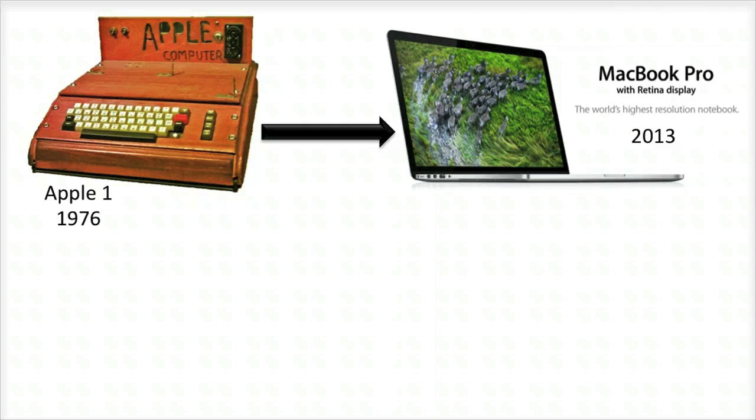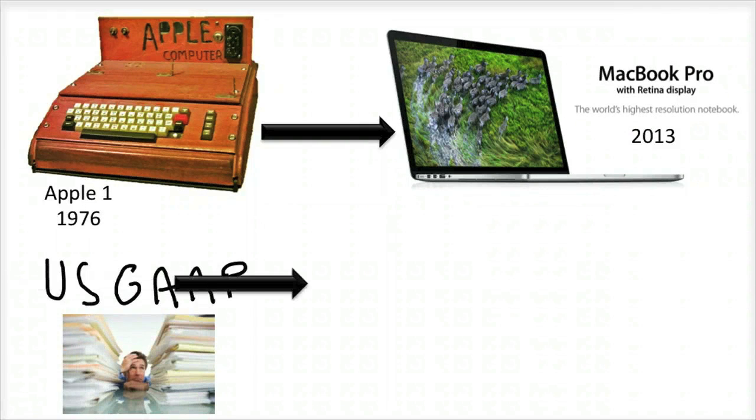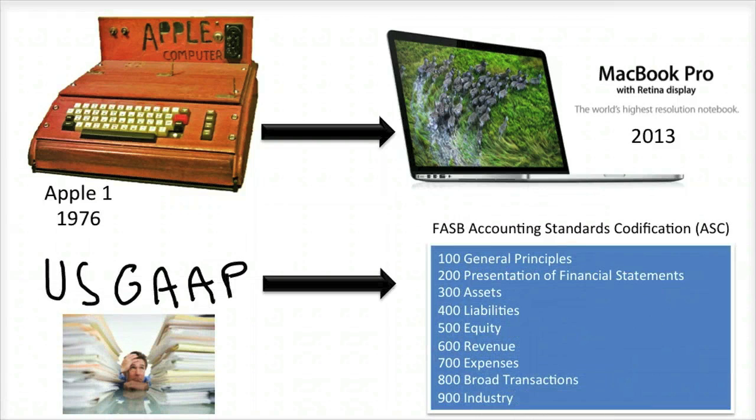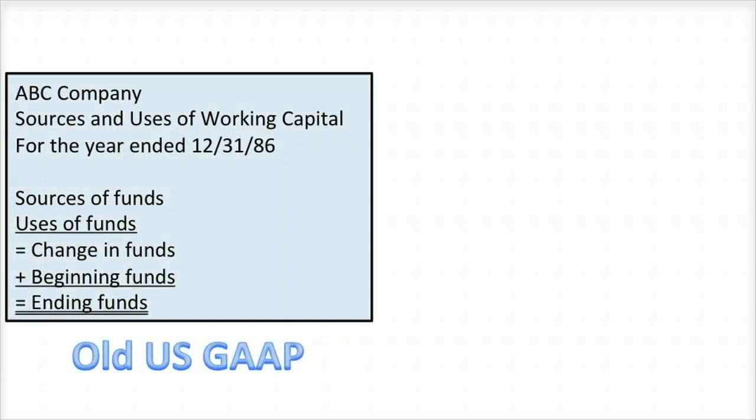Just like technology, which evolves over time to meet users' needs, US GAAP also constantly evolves as new issues arise and users' needs change. For example, prior to 1987, one of the standards included in US GAAP required companies to produce a report describing the company's sources and uses of funds. In other words, how did the companies receive funds during the year, such as cash, marketable securities, and accounts receivable, and what did they do with them?